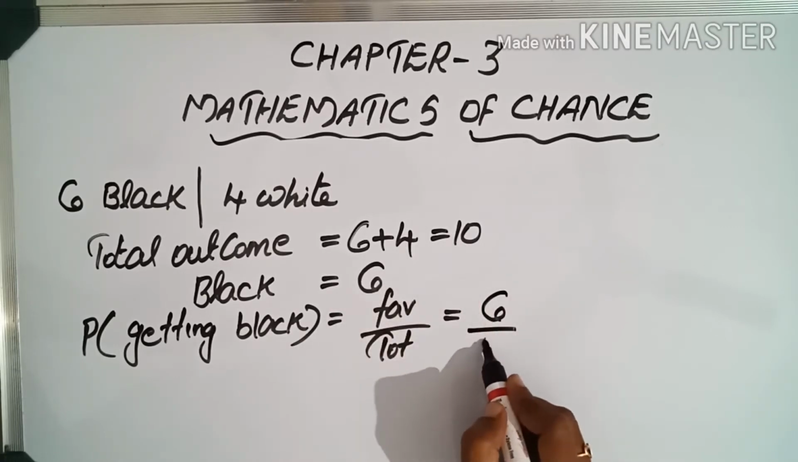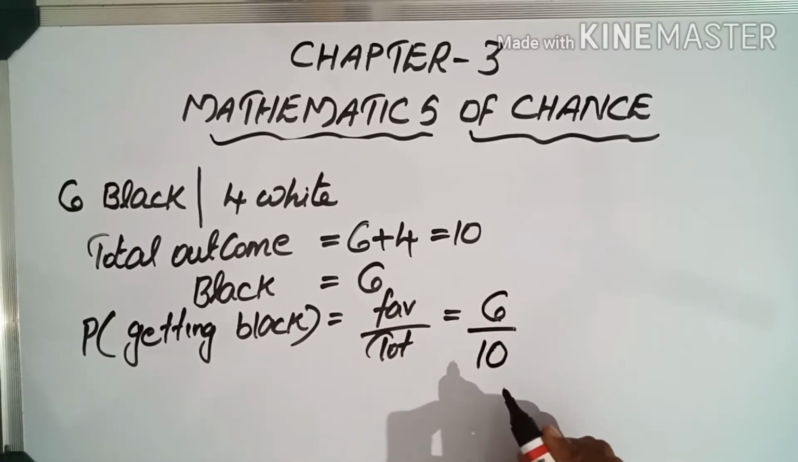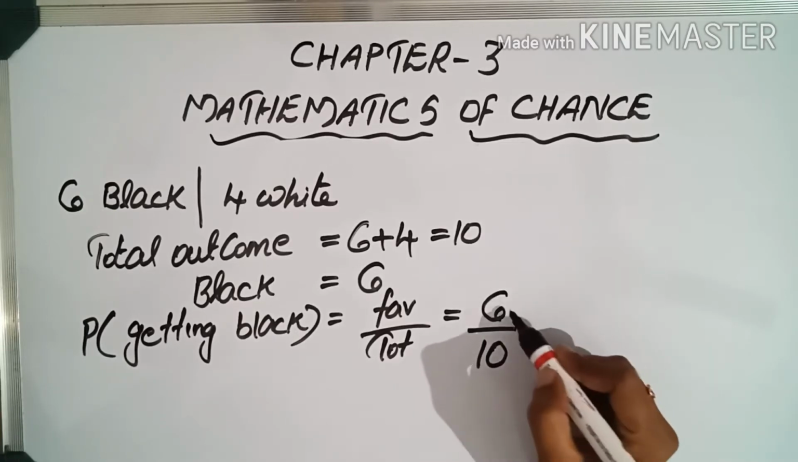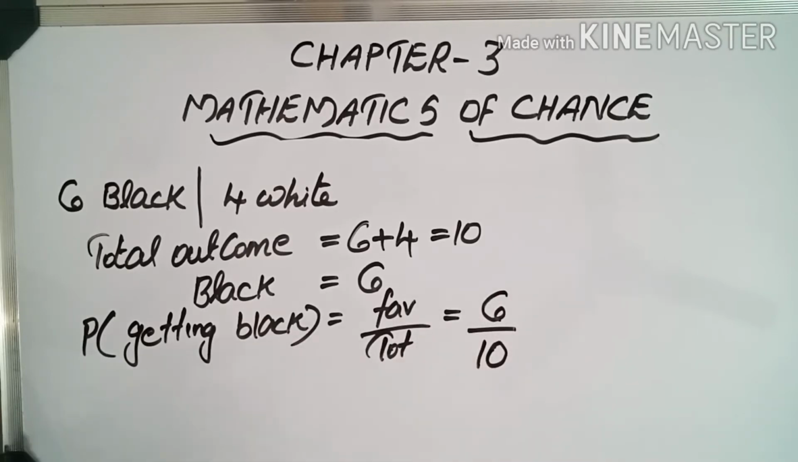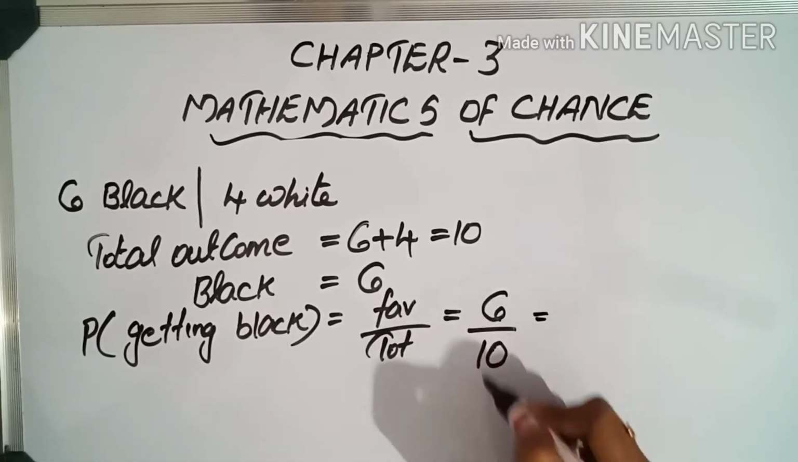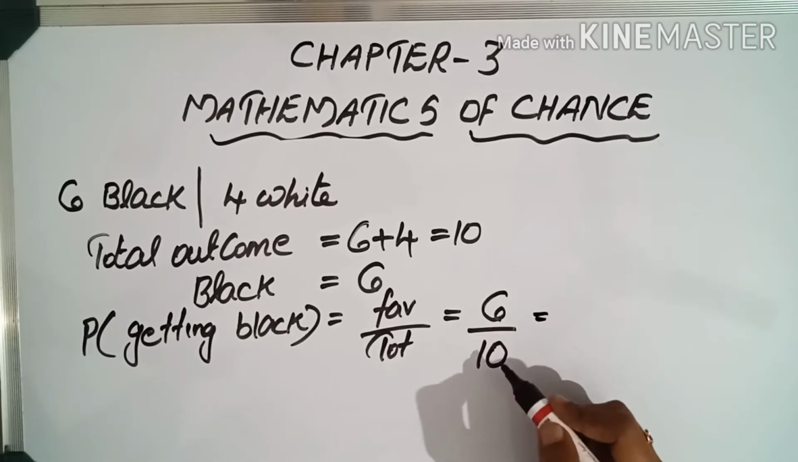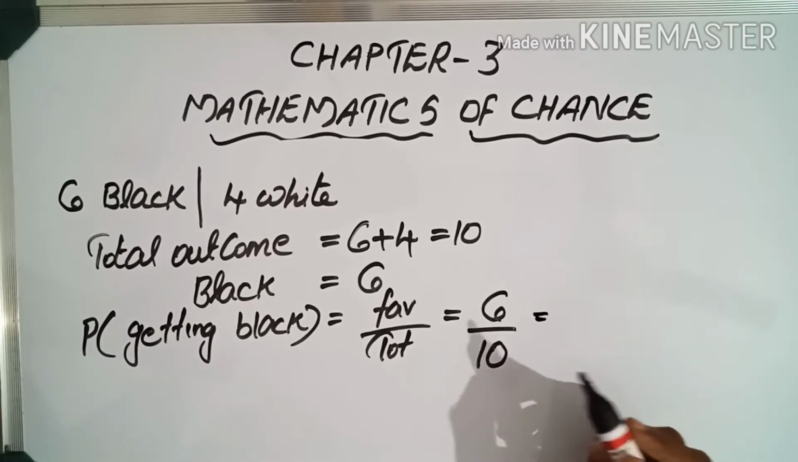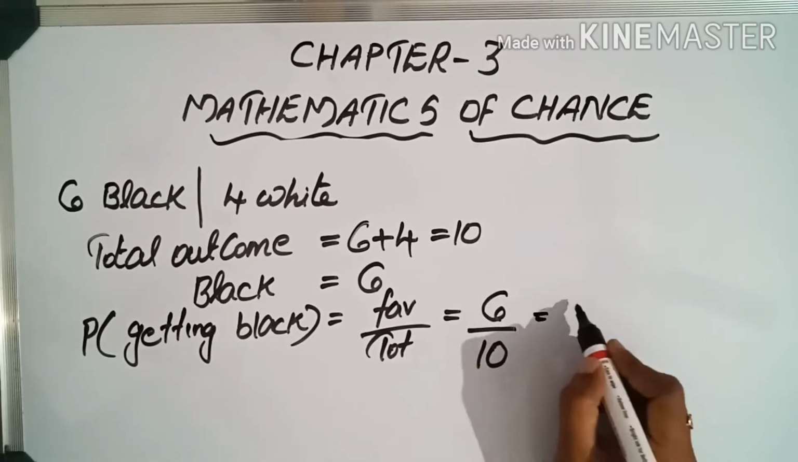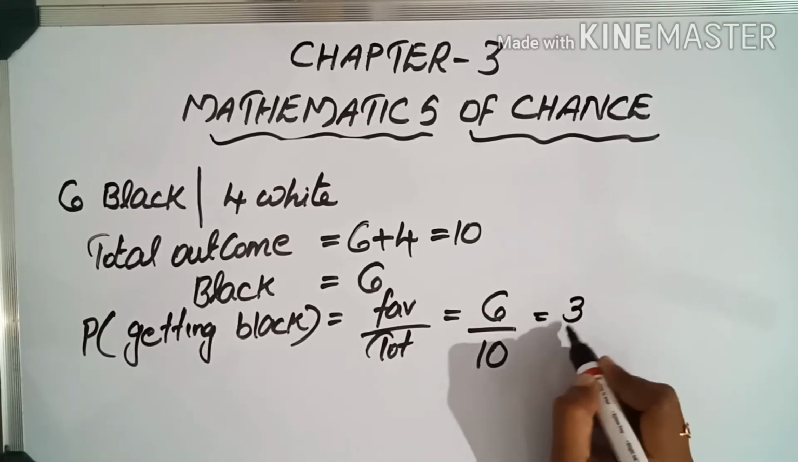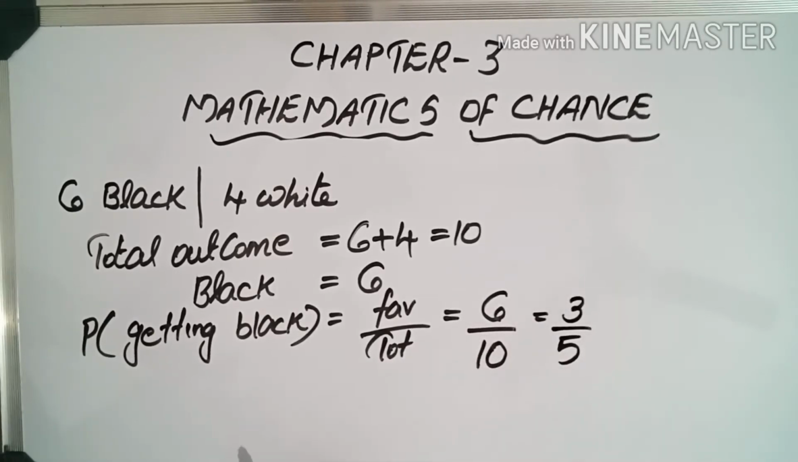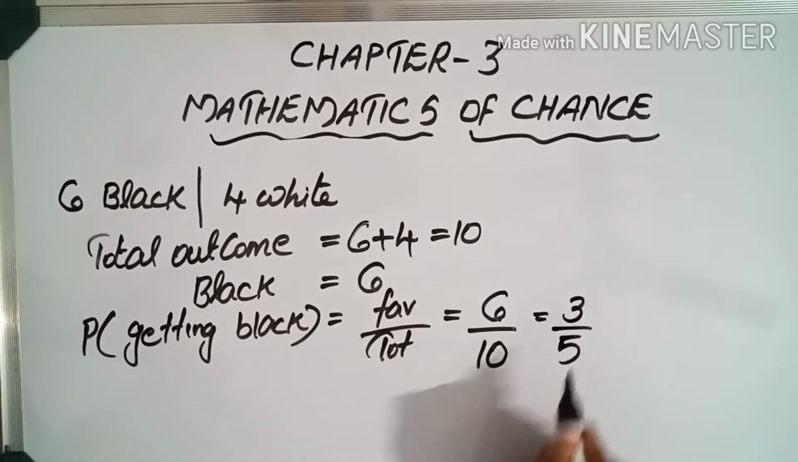Total is 10. So out of 10 balls, that ball can be any number, but for black, there are 6 chances. Out of 10, 6 chances are for black. It is not compulsory to simplify this. If you want, you can, otherwise no need. The simplified form of 6 by 10 will be 3 by 5. So the probability of getting black is 3 by 5.